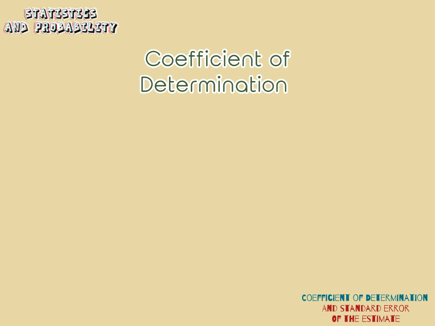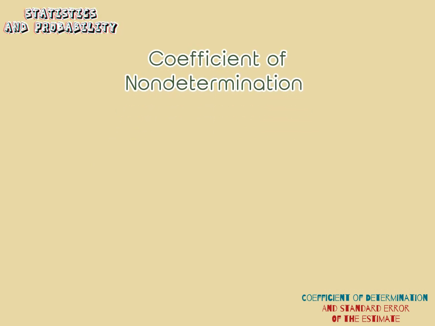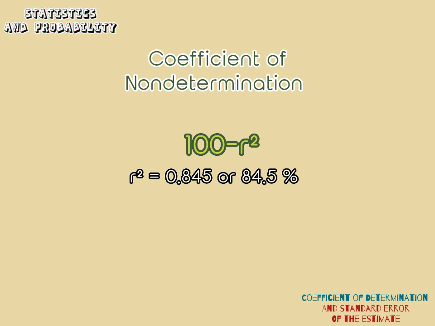In order to find and compute the coefficient of non-determination, we need just to follow this formula: 100 minus r squared. In short, you need to find first the coefficient of determination, then use it to subtract 100 and find the coefficient of non-determination. So we've got r squared is equal to 0.845 or 84.5%. 100 minus 84.5, therefore we've got 15.5 as our coefficient of non-determination.